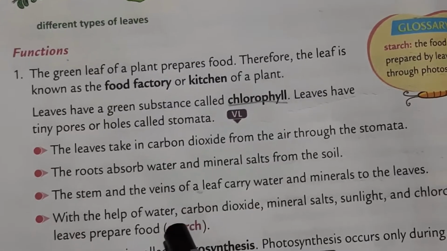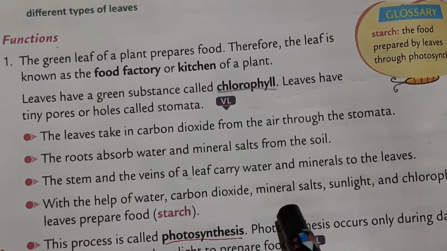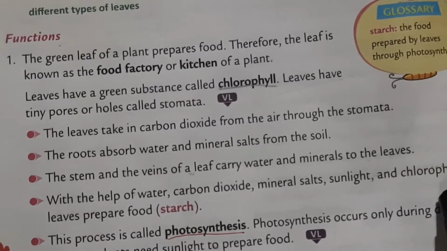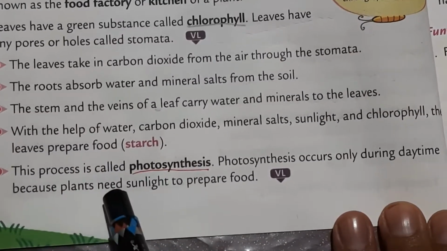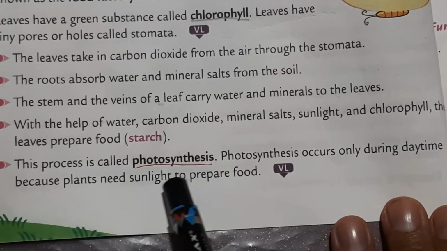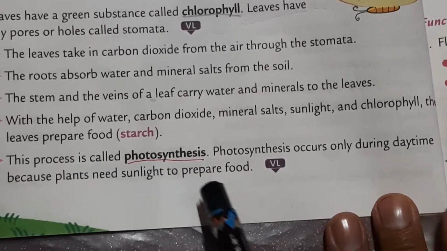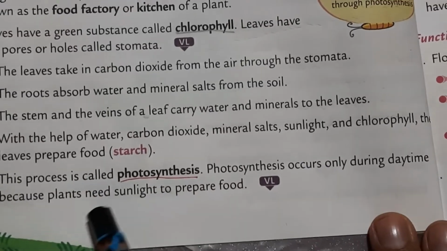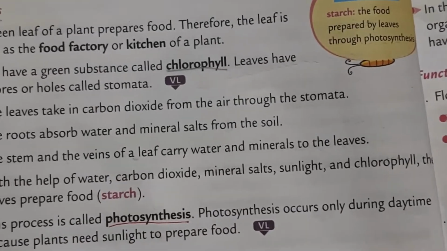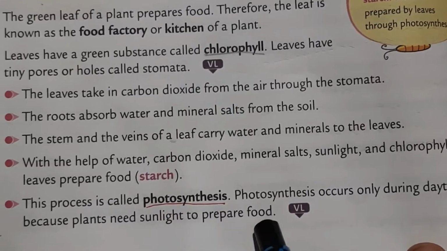With the help of water, carbon dioxide, mineral salts, sunlight, and chlorophyll, the leaves prepare food. This process is called photosynthesis. Underline the word photosynthesis. Photosynthesis occurs only during daytime because plants need sunlight to prepare food.